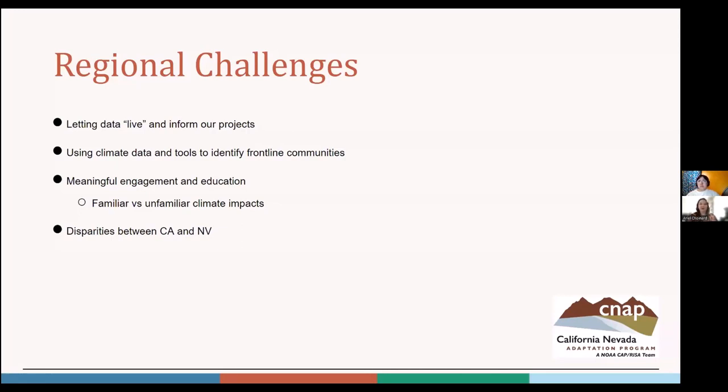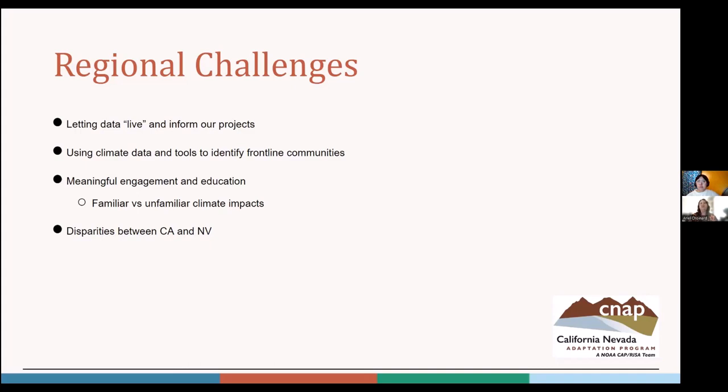Firstly, I think the one I'd like to point out is my last bullet point, the disparities between California and Nevada. California is fairly well-resourced, especially compared to Nevada, when it comes to action on climate change. They've been at the forefront as a state for quite a while, and have more of a network and an ecosystem around climate work. Nevada lags behind in that aspect. So that's definitely a challenge working in both Nevada and California and trying to scale projects that work best for each region.